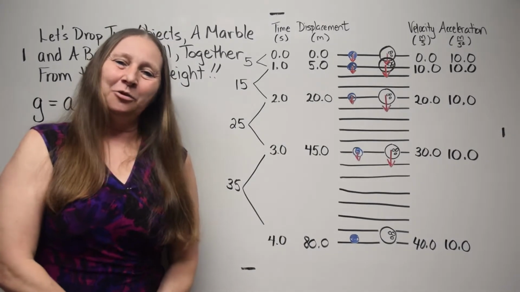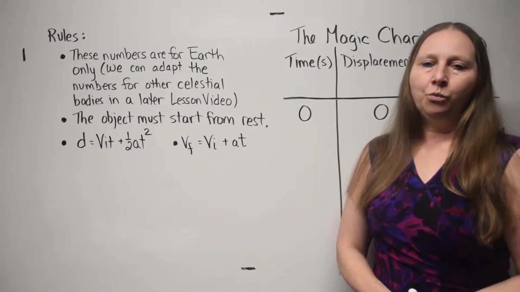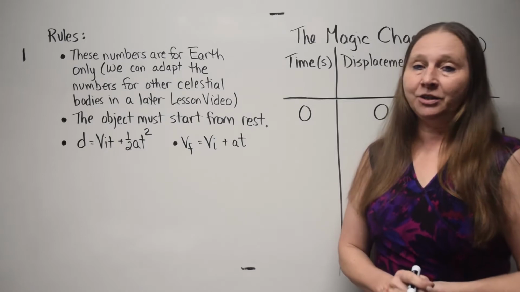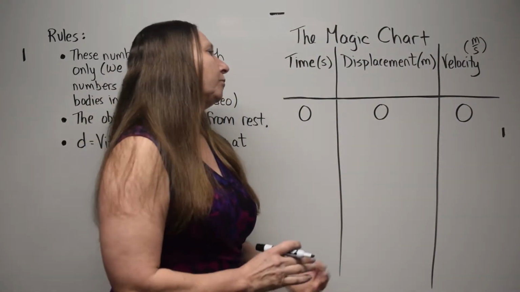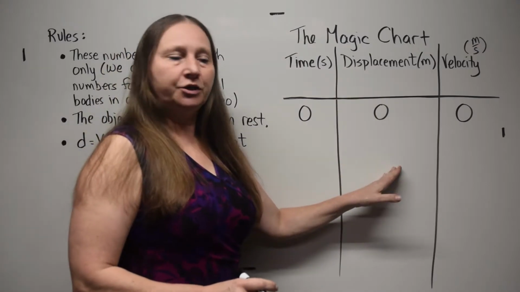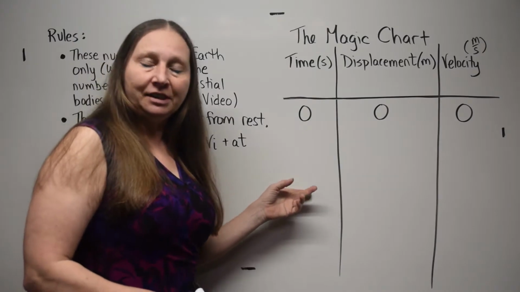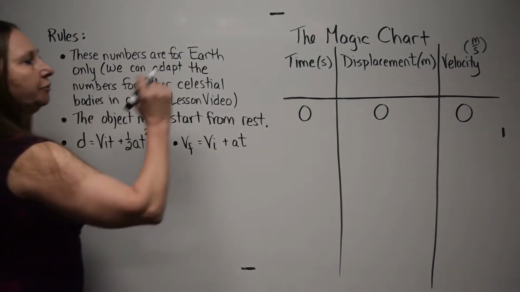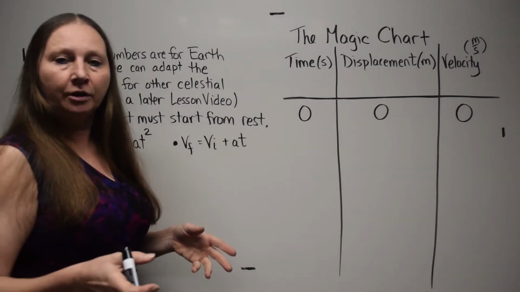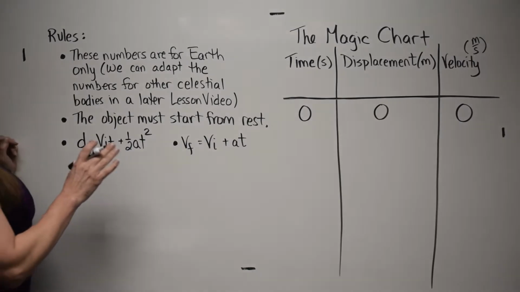Let's look at it in another way. The magic chart is a way to have some common sense, some physics common sense, about how far objects fall, what their speeds are, and how fast that happens. Now, the rules for using the magic chart are really important. So let's take a look at the rules.